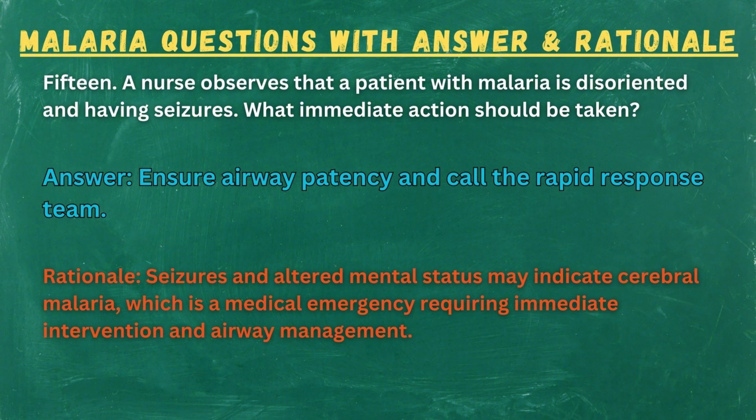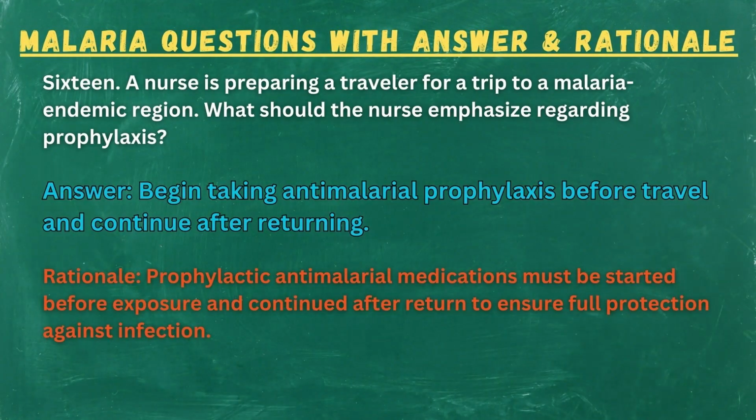Answer: ensure airway patency and call the rapid response team. Rationale: seizures and altered mental status may indicate cerebral malaria, which is a medical emergency requiring immediate intervention and airway management. 16. A nurse is preparing a traveler for a trip to a malaria-endemic region.